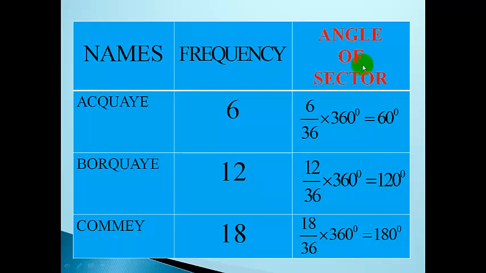That means that the angle of sector for Akwe is 60 degrees. The angle of sector for Bokwe is 120 degrees. And the angle of sector for Kome is 180 degrees. So we have the angle of sectors for Akwe, Bokwe, and Kome. Now let's continue.